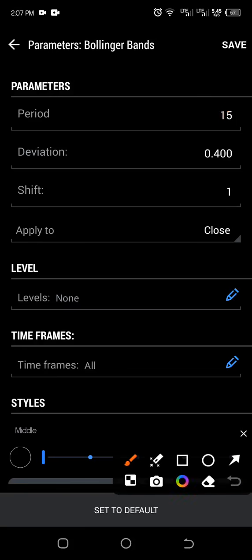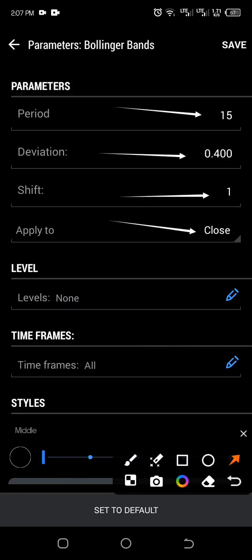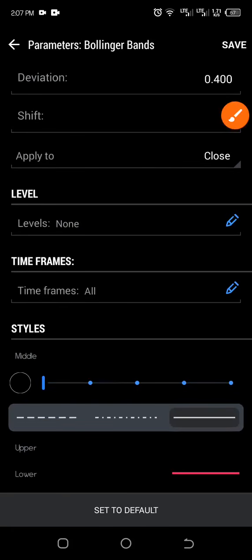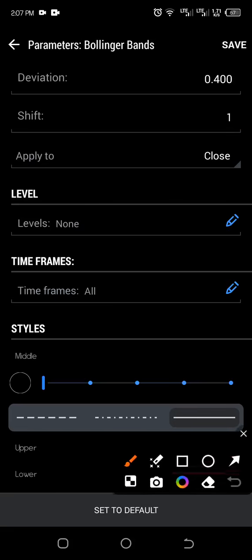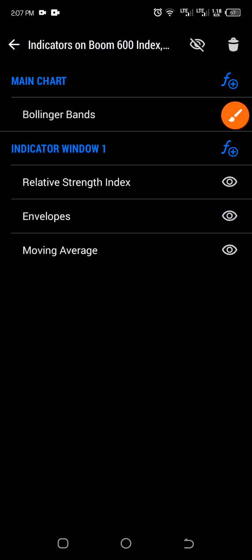Now this is the parameters. The period is 15, shift deviation is 0.400, shift is 1, apply to close, and for the style, we only need the lower band. Okay, that is the style we need for the strategy, and of course the level is none. So click on save once you set everything up, and you have your Bollinger Bands in your chart.